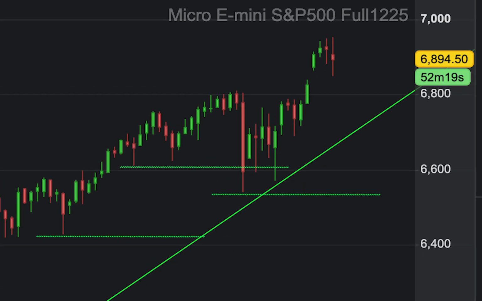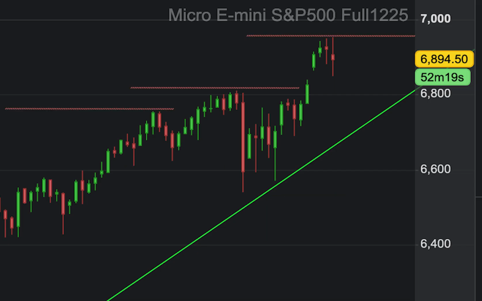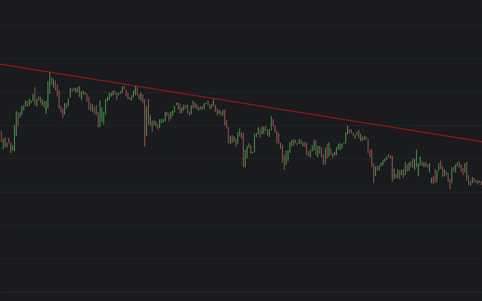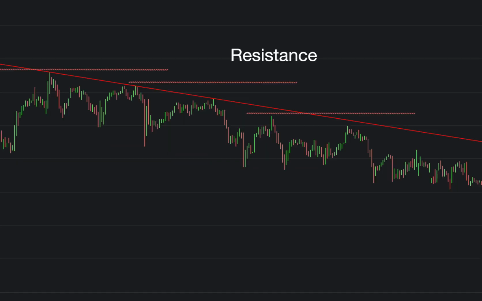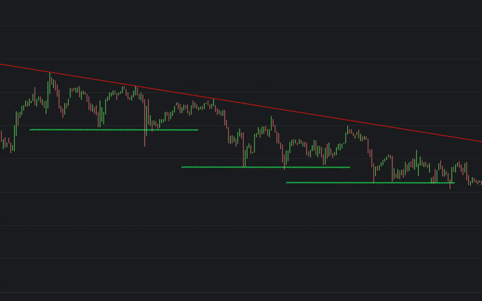The peaks are called resistance. Resistance is where selling pressure shows up. Price rallies to that level, sellers defend it, and it gets pushed back down. In a downtrend, it's the same concept, just flipped. The highs are resistance, where sellers keep pushing price back down, the lows are support. Though in a downtrend, support doesn't hold permanently. It slows the decline temporarily before breaking.